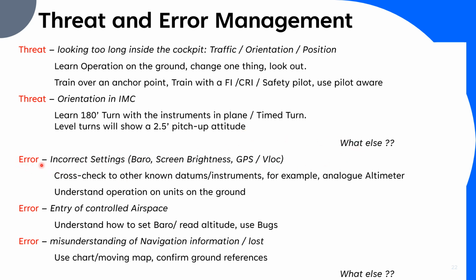In terms of errors, you could have the incorrect settings. So the baro, the screen brightness might be too dark. You could be on GPS rather than VLOC, or you could switch between the two and not realign the CDI. So cross-check with other instruments and known datums. Set the baro on the ground with the QNH and ensure that it's reading at Wellesbourne somewhere around 153 feet. And when flying, check it against other devices.